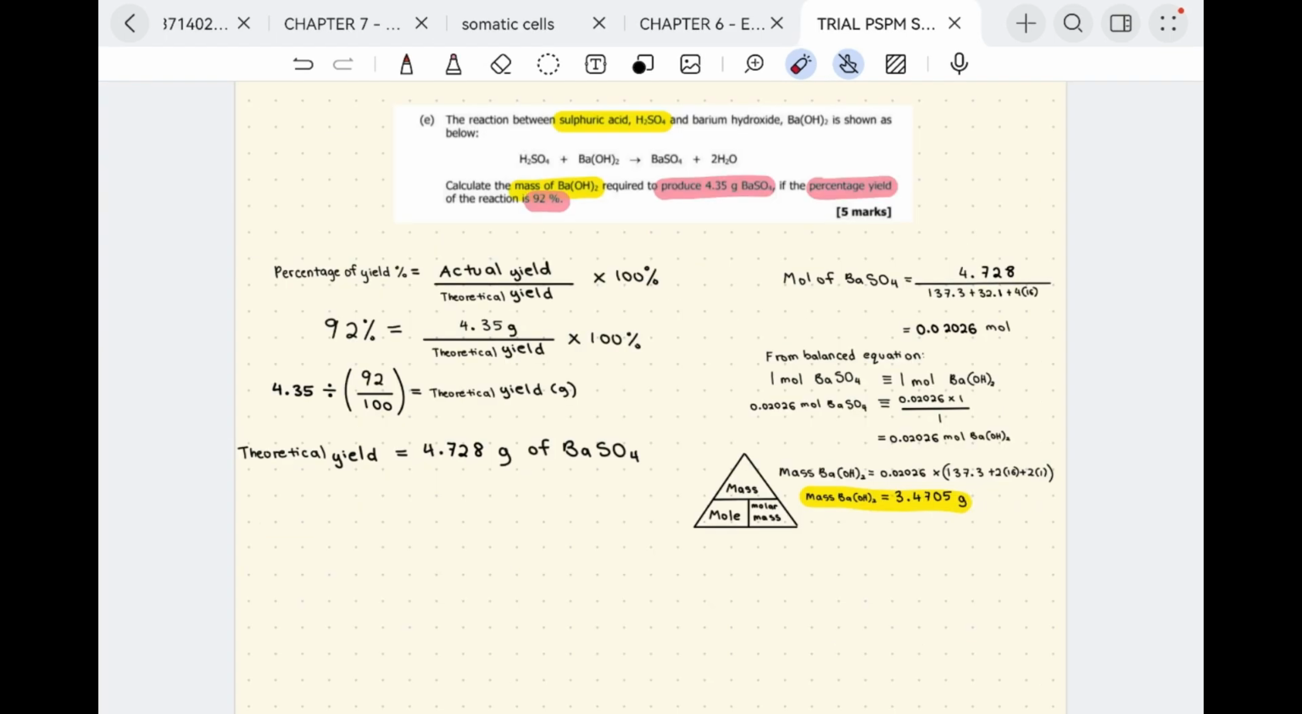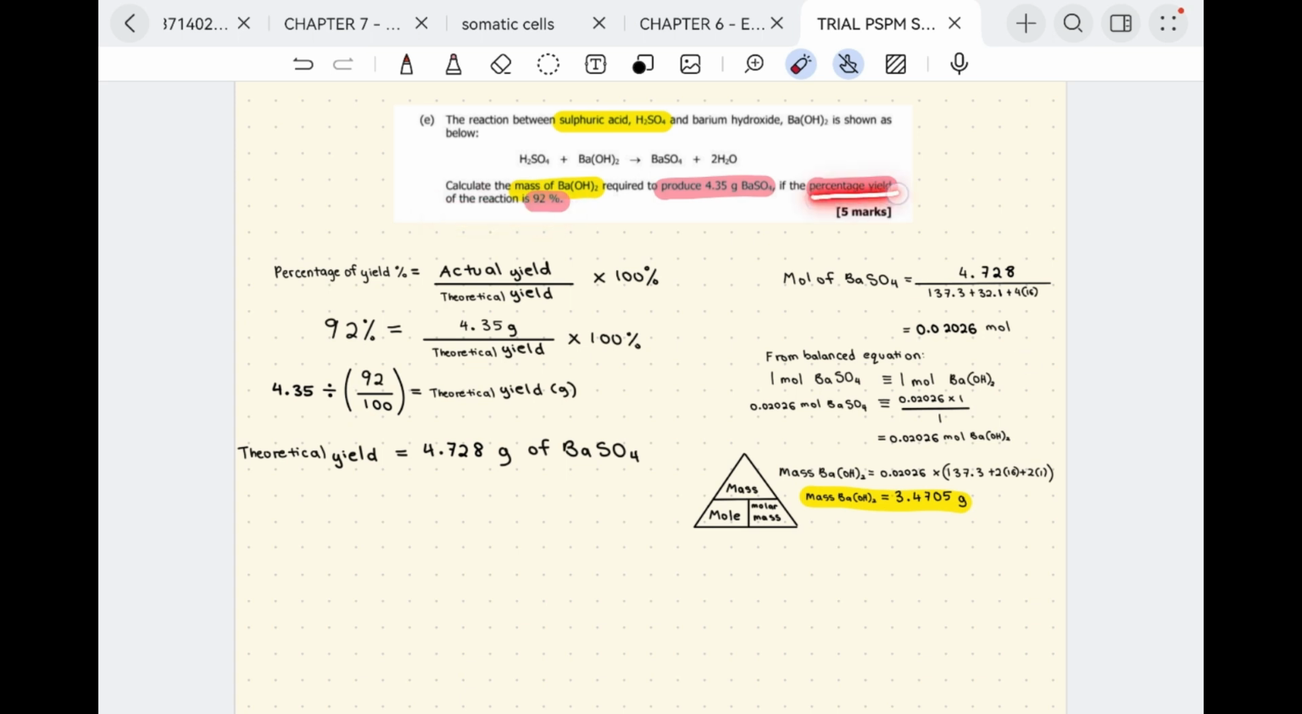Okay, next for the E question, it says that the reaction between sulfuric acid H2SO4 and barium hydroxide Ba(OH)2 is shown as below. H2SO4 reacts with barium hydroxide and forms barium sulfate plus 2H2O. It wants us to calculate the mass of barium hydroxide required to produce 4.35 gram barium sulfate if the percentage yield of the reaction is 92%.